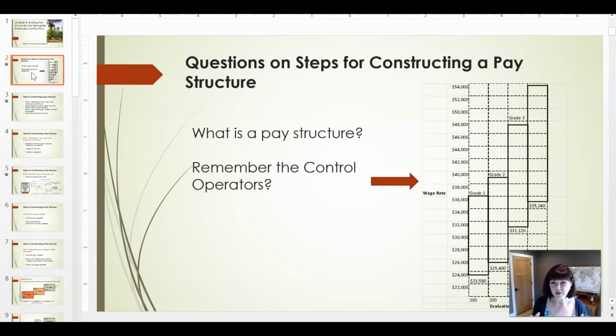So this structure, as you can see over on the right, we have the grades, we have the ranges, and you see those boundaries, the minimums and the maximums. And if we do it right, with all of our compensation pay structures, this will help us to attract and retain our valued employees.